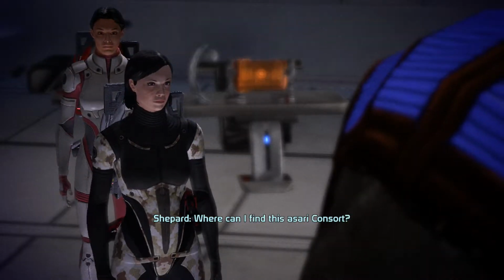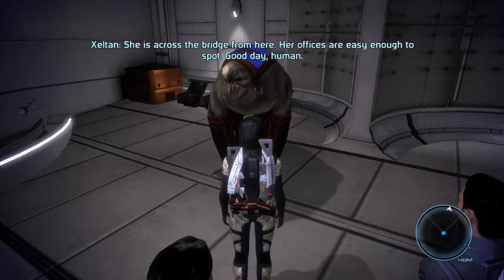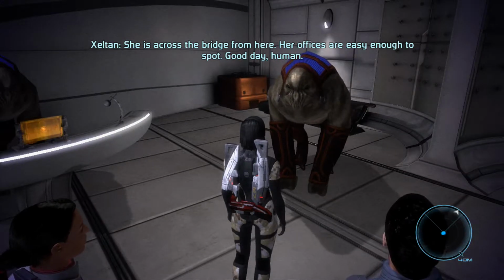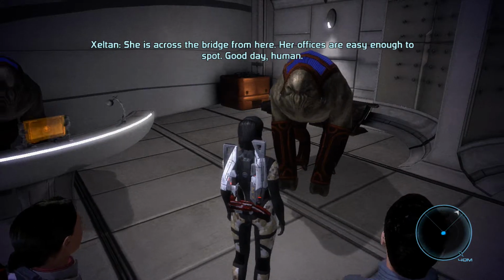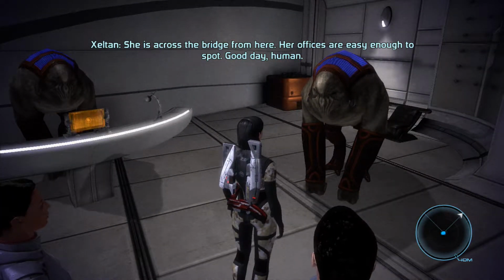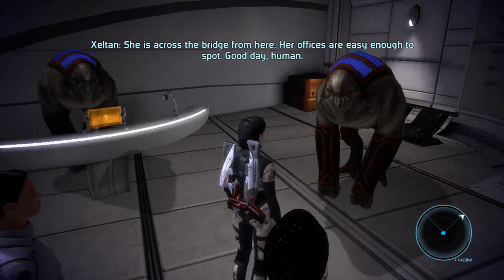Where can I find this Asari consort? She is across the bridge from here. Her offices are easy enough to spot. Good day, human.